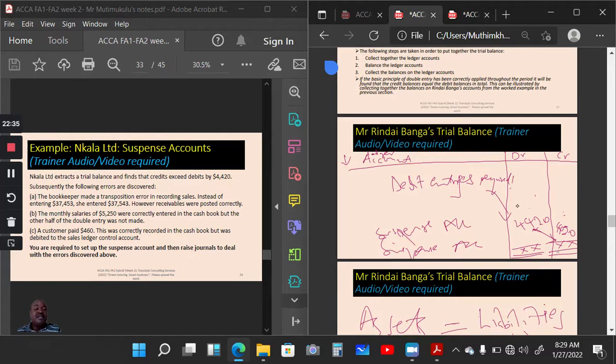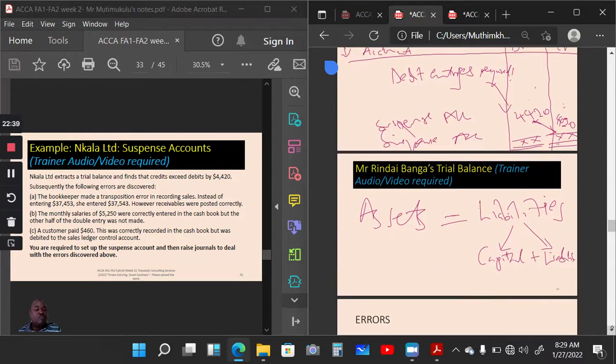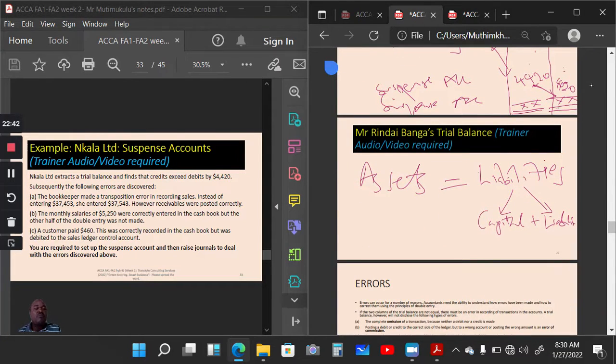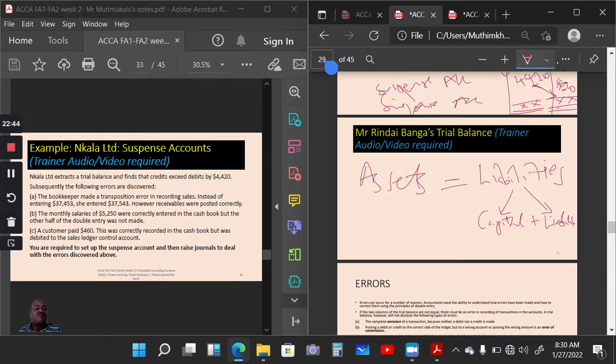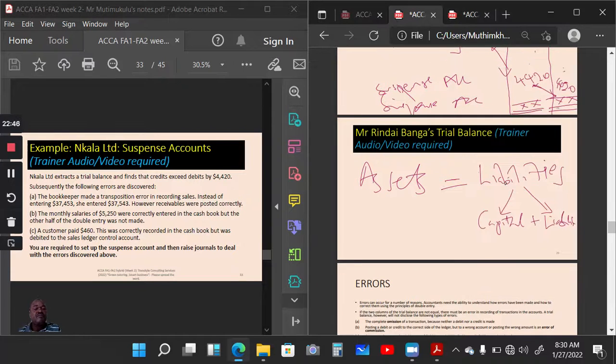So in this case, what is happening in our example there? Let's see what is happening.